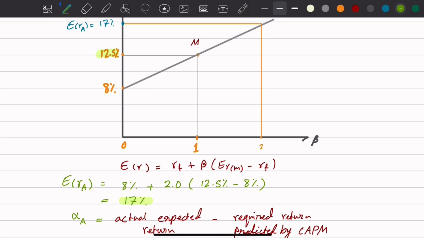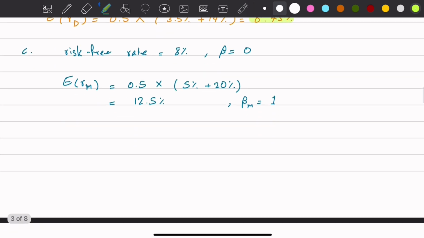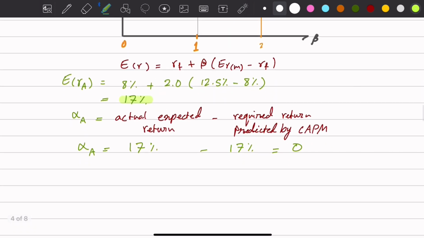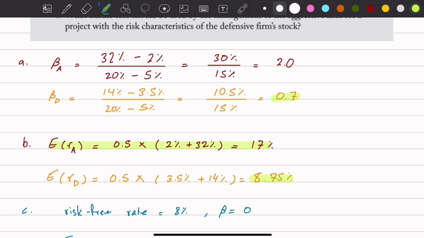Now let's see if that scenario is also true for the defensive stock. Okay, so for the defensive stock, we have already found the actual expected return to be 8.75. Let's see if we use CAPM, would that still be the same? So the expected return on the defensive stock using CAPM, 8% plus, remember beta for the defensive stock, it was 0.7 right here.